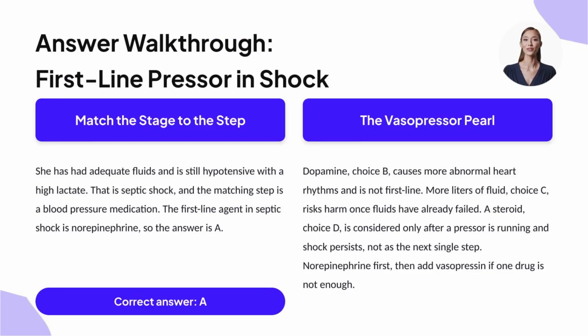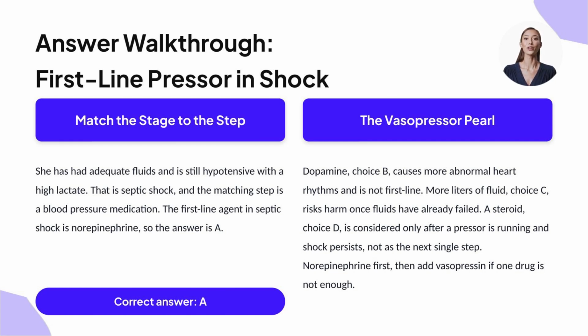Here is the breakdown. First, match the stage to the step. This patient has already received adequate fluids, the full generous starting amount, and she is still hypotensive with a high lactate. That combination, persistent low pressure after enough fluid, is the very definition of septic shock. The step that matches that stage is a blood pressure medication, and the first-line agent in septic shock is norepinephrine. So the answer is A.